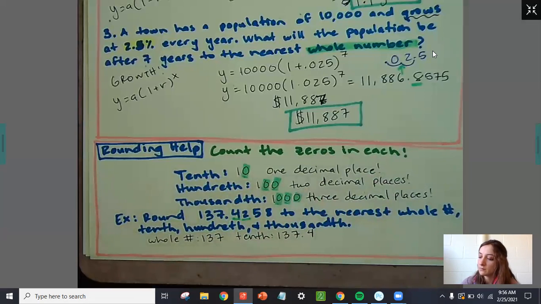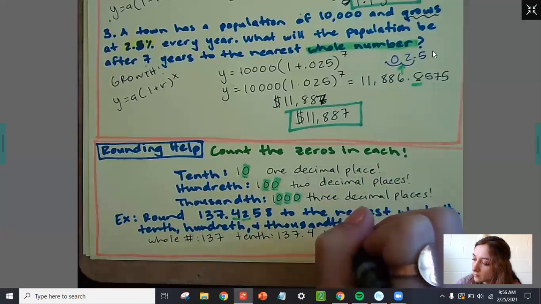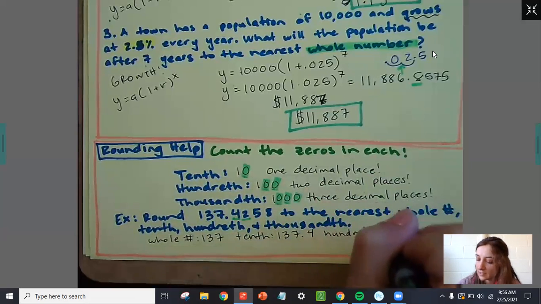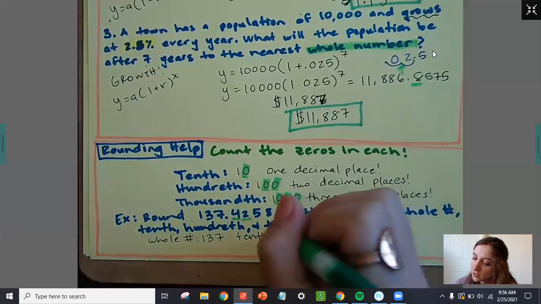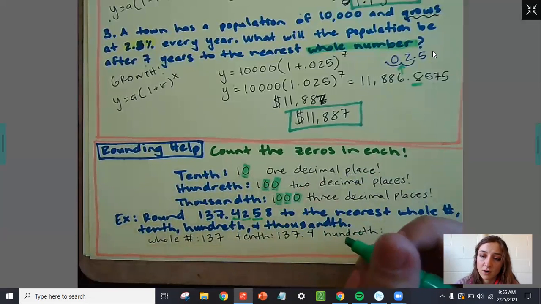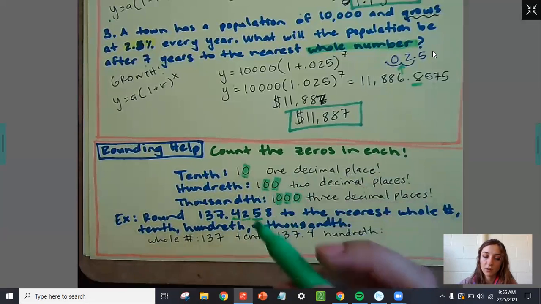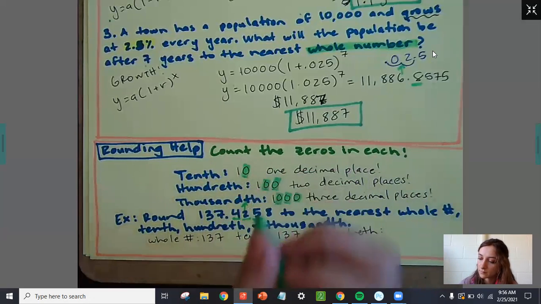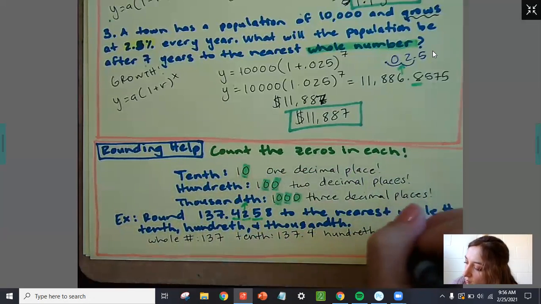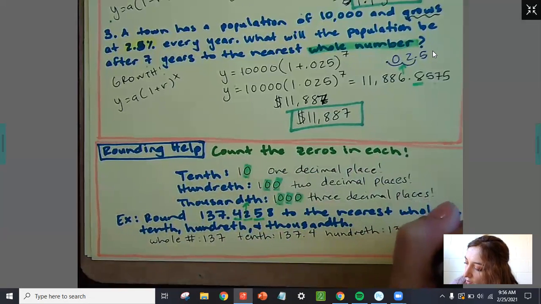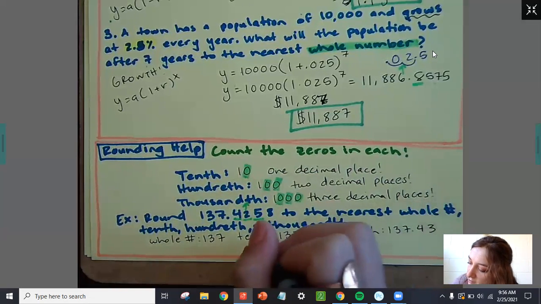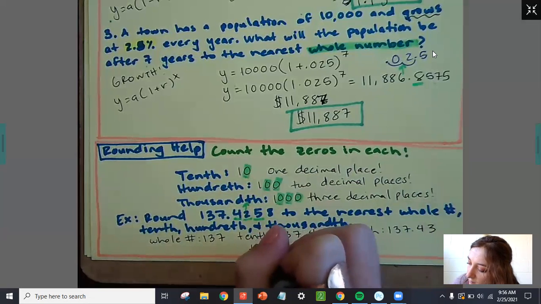All right, the next one is the hundredth. And that is 2 decimal places, so I'm going to look at the third one. 5 is greater or equal to 5, so that's going to bring the 2 up to a 3. All right, so this would be 137.43.